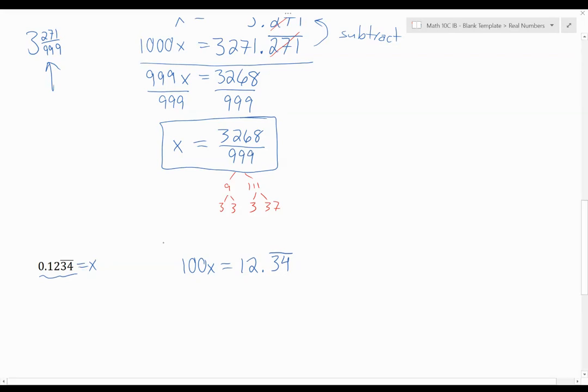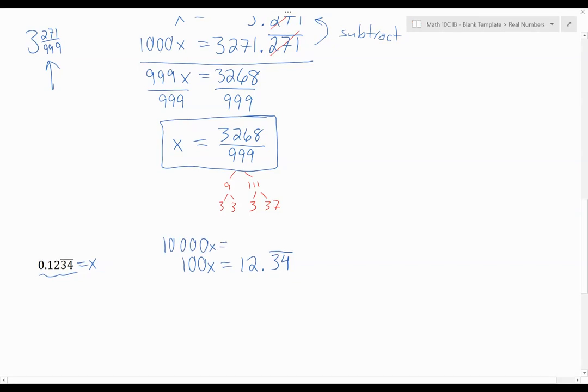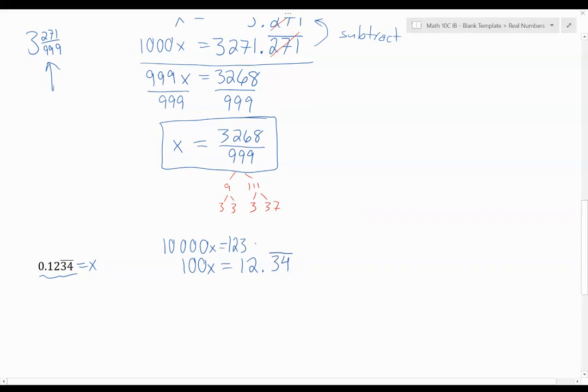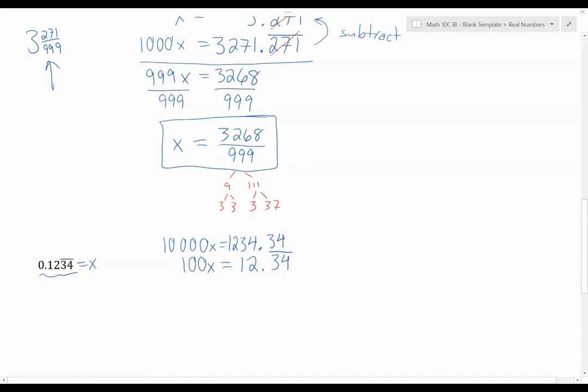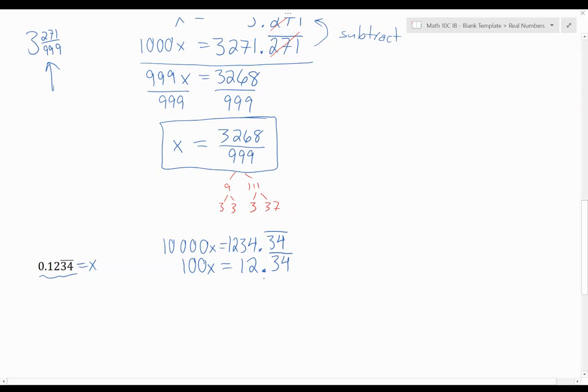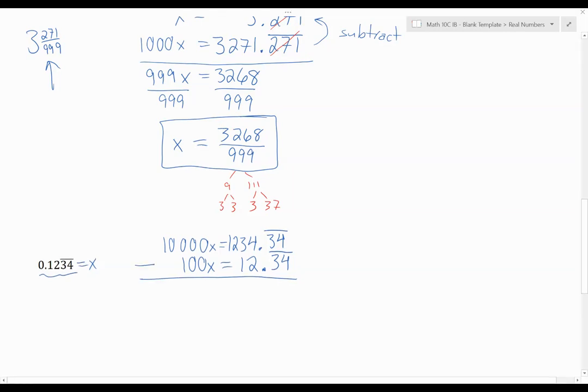And I'm actually going to multiply it by 10,000, because what that does is gives me 1234.34. So I want to multiply it by whatever puts the decimal right before the periodic part, and then whatever puts the decimal after the first repetition. Now again, I subtract. So in this case, I'm not going to end up with just a bunch of nines, because 10,000 minus 100 is going to not be just 999. It's going to be, 10,000.